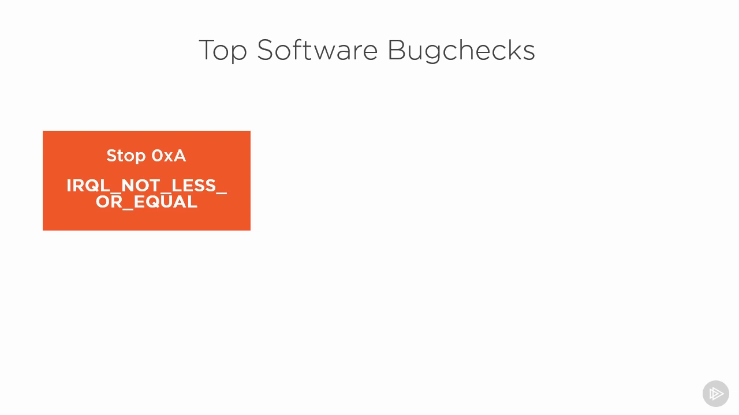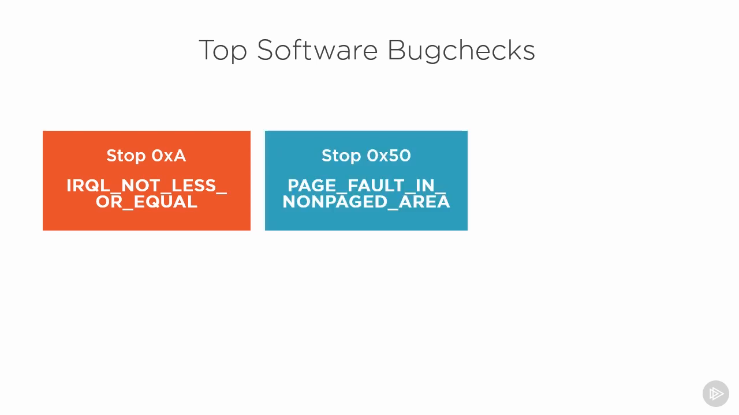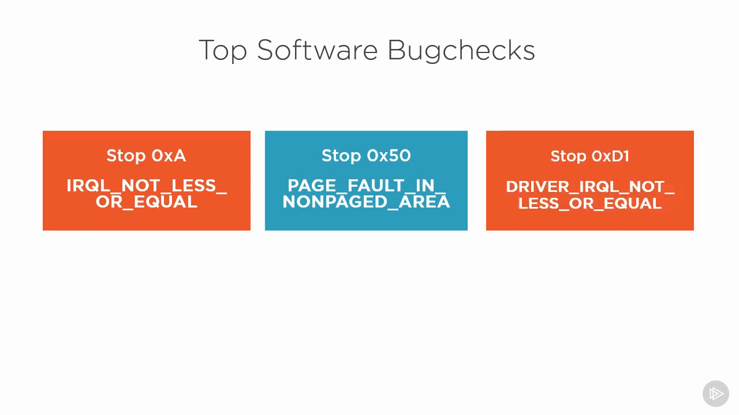So, in addition to the stop A, we have the stop 50 bug check, which is a page fault in non-paged area. Essentially, anytime a device driver needs to reference a page of memory, it needs to be locked down in non-paged area. And this bug check happens when we experience a page fault and we have to go out to disk to get a page of memory that should already be locked down. So the system won't allow this, so that's why that particular stop code occurs.